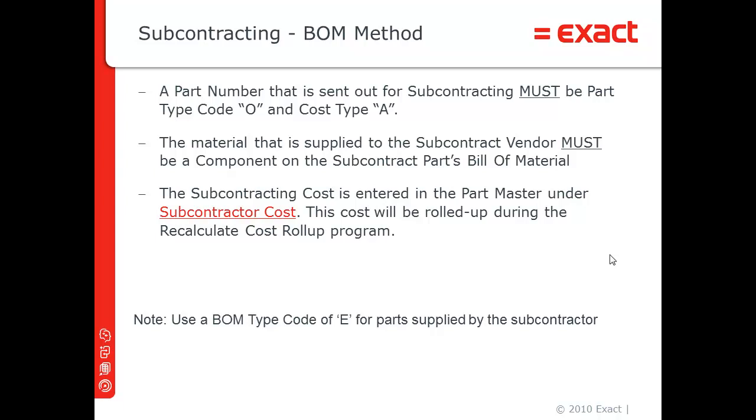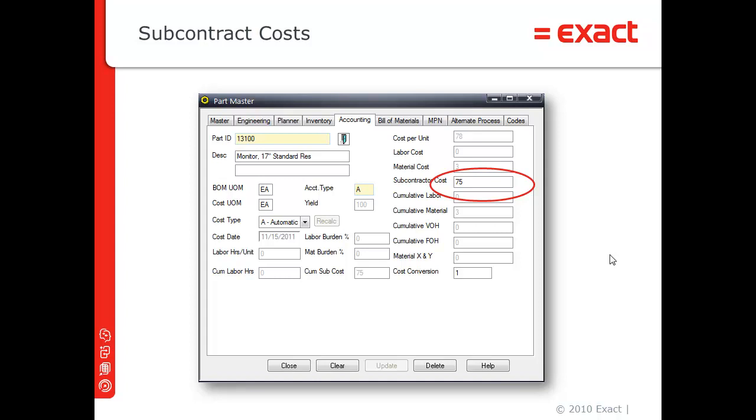The subcontracting cost is entered in the part master under subcontract cost. That's under the accounting tab. Now this cost will be rolled up during the Recalculate Cost Rollup program. Now if you're using vendor supplied material, when you create your bills of materials, make sure that you specify the BOM type code of E, because you don't want the system to create requirements for those vendor supplied parts. You can see in this diagram here, under the accounting tab you enter the subcontract cost for the part.